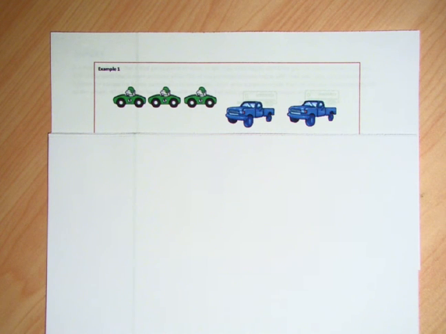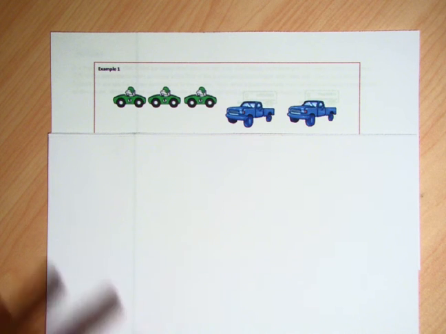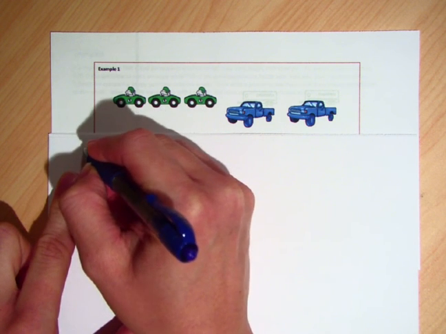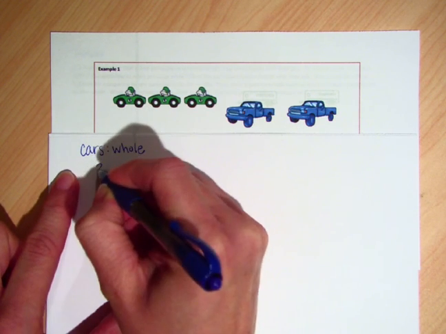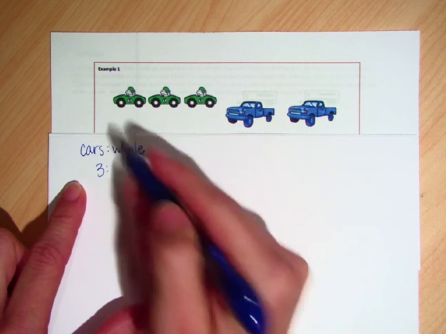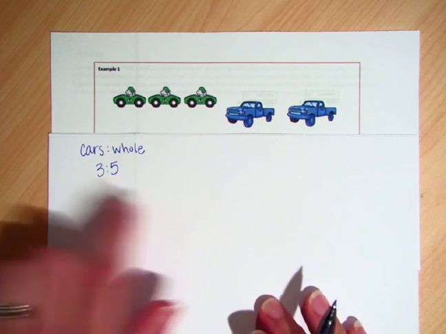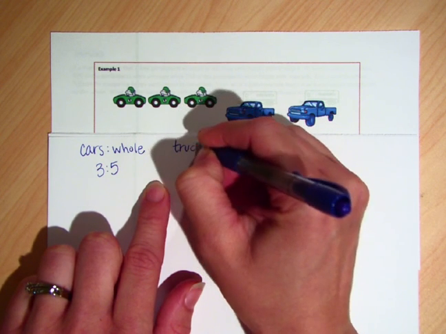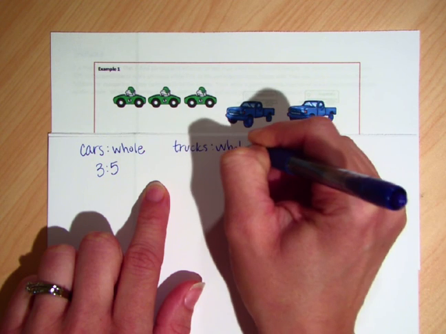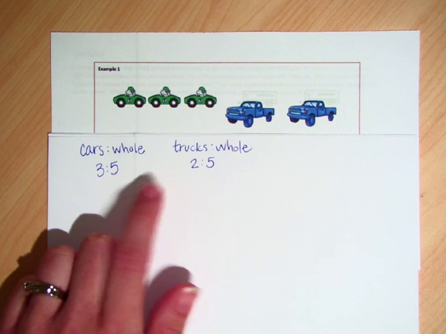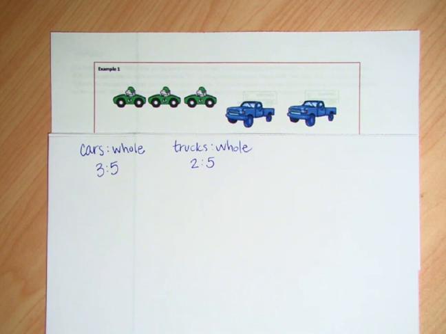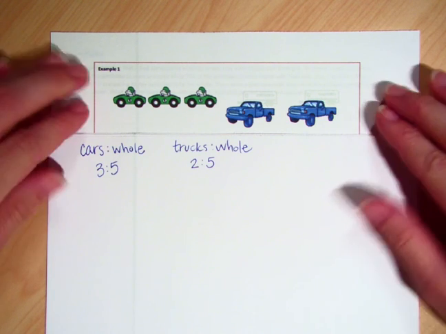Since we're working with percent, and I remember that the definition of a percent is a part to whole ratio, I'm going to make my two ratios part to whole ratios. So for my cars, I could do cars to the whole. I see 3 cars and 5 whole vehicles. And I could do trucks to whole, and I see 2 trucks to 5 whole vehicles. So those are my two ratios that would represent this.